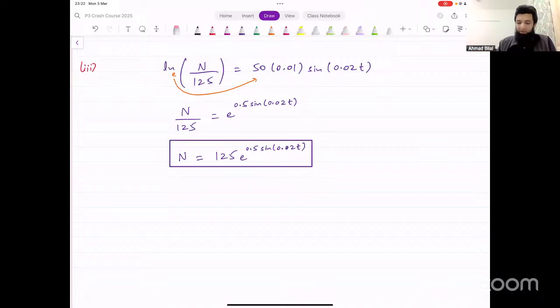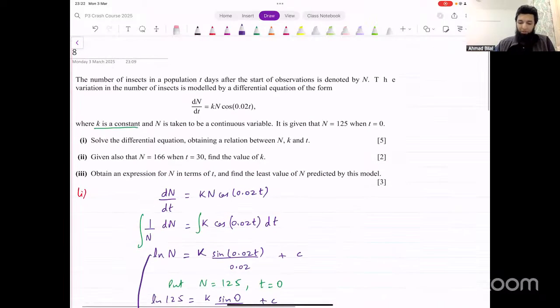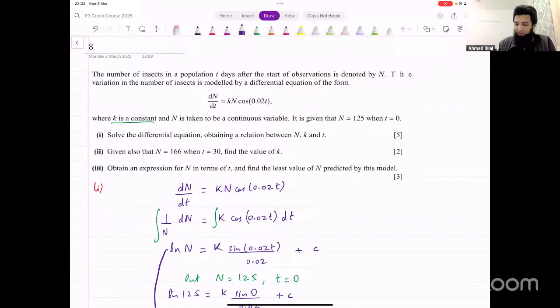Now, based on this, what they want us to do is find the least value of n predicted by this model. Least value of something, minimum value of something. How do you find minimum value of a variable, maximum value of a variable? Generally, what we do for that is, we find the derivative and put that equal to 0. That is one idea that we could use here. What's the derivative?